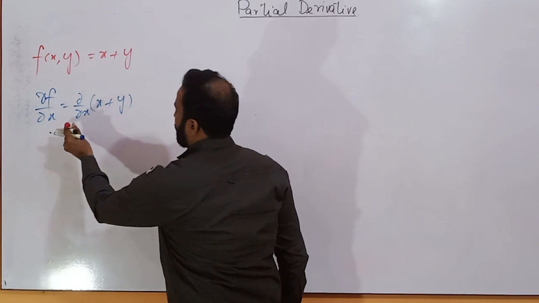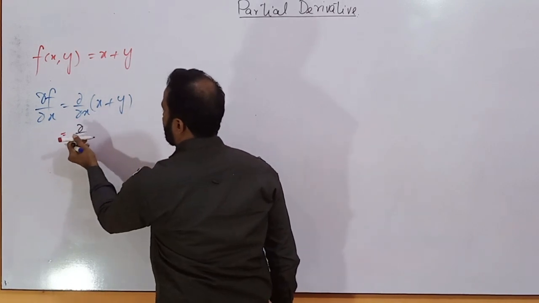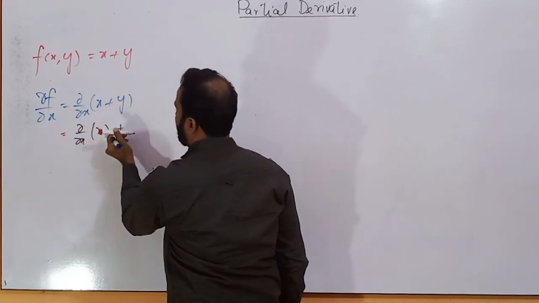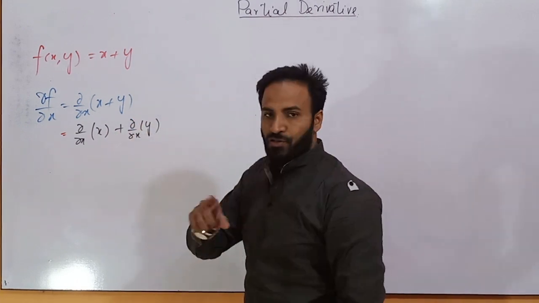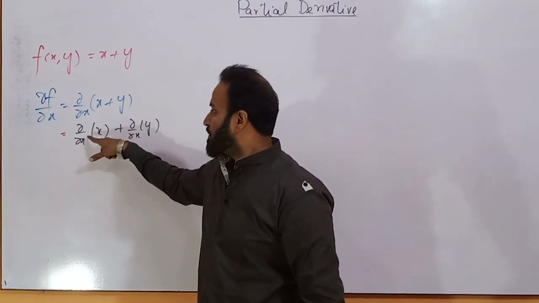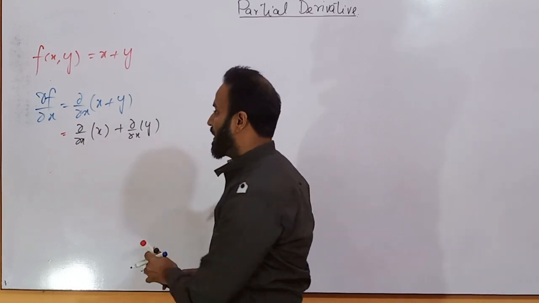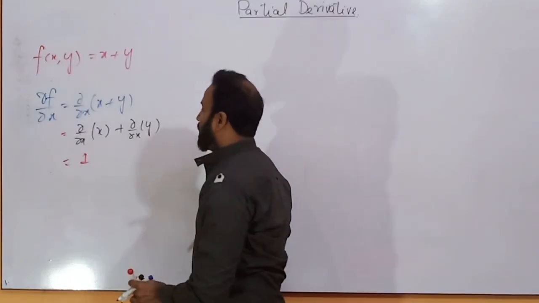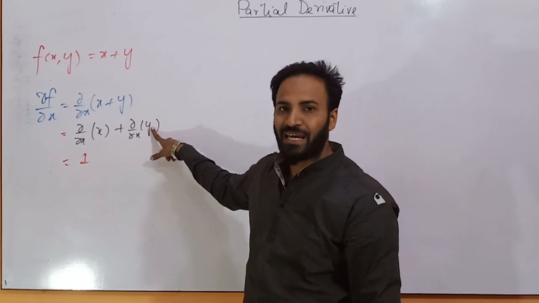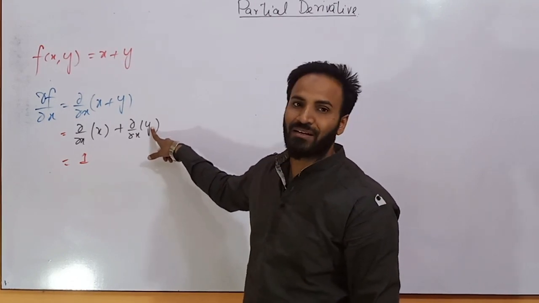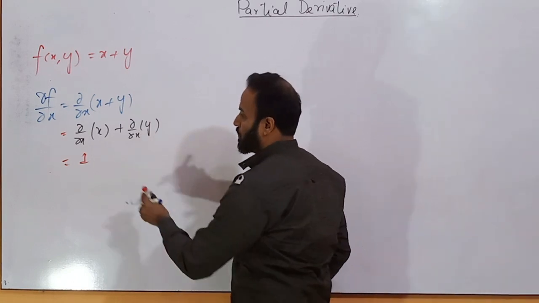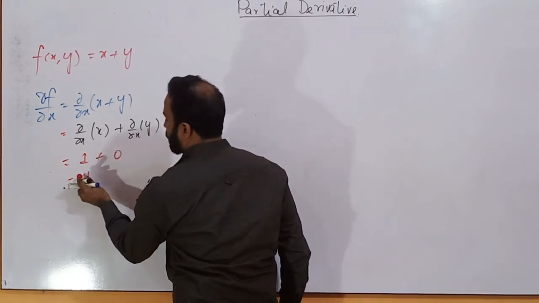So partial x of x plus partial x of y. As I told you, you just take the derivative with respect to x. So the derivative of x with respect to x will be 1, but y behaves as a constant quantity when you are taking the derivative with respect to x, so it will become 0. The answer is 1.